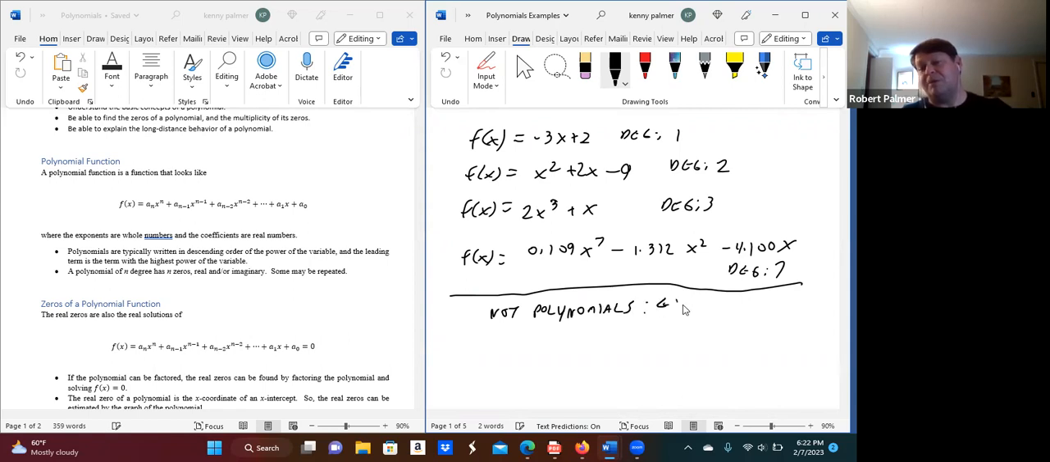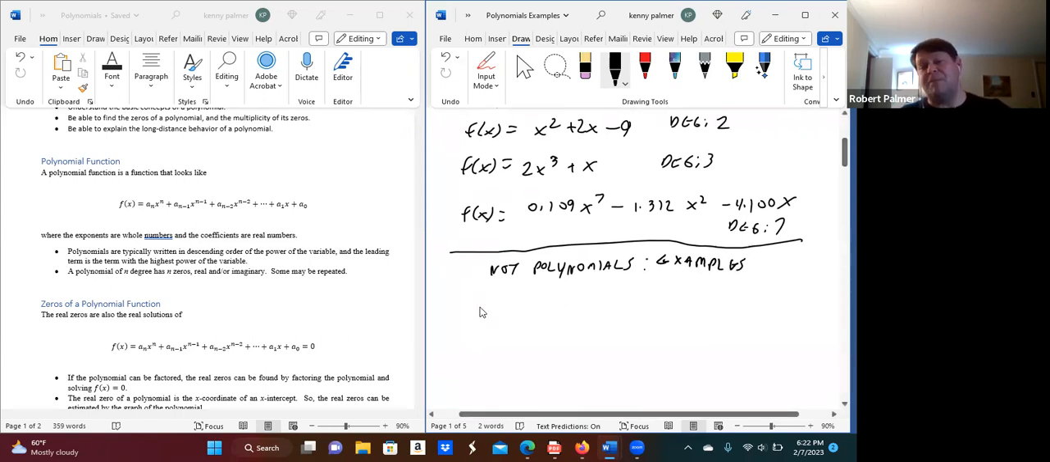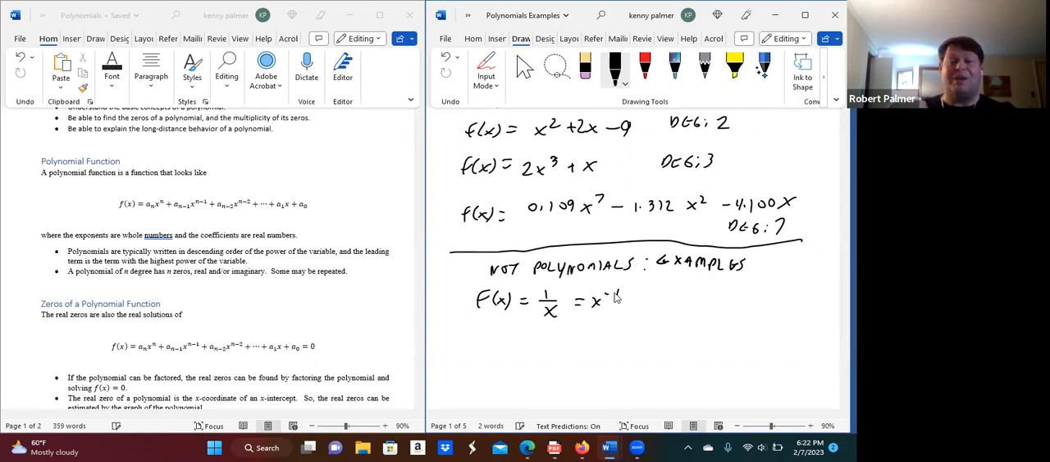These are just some examples. Okay, so these are still functions, just not polynomials. For example, 1 over x, because that's the same thing as x to the negative first. That would be a negative exponent, so that's not a polynomial. Still a function, but not a polynomial.